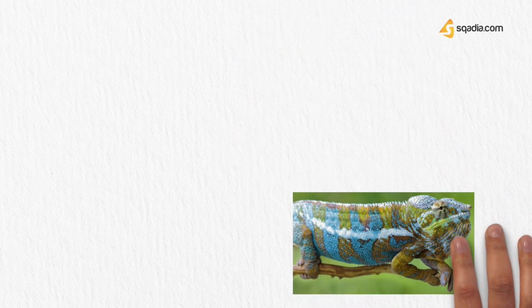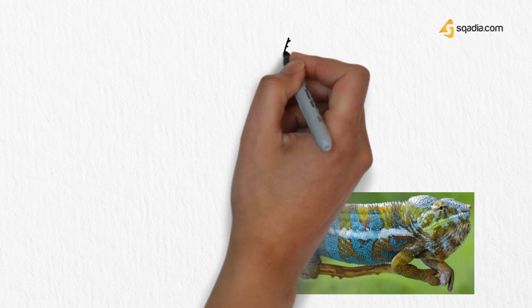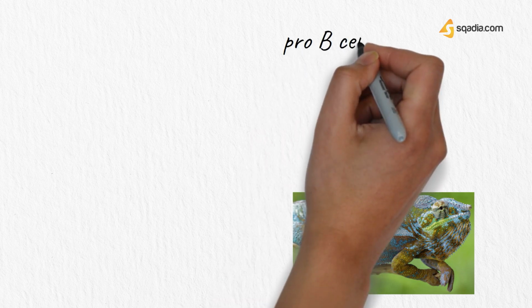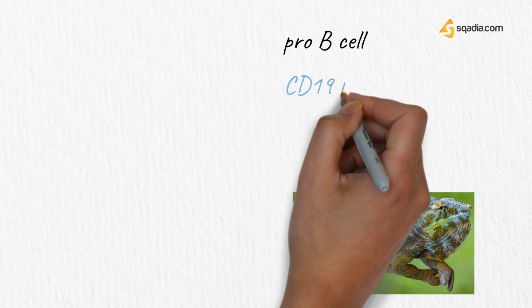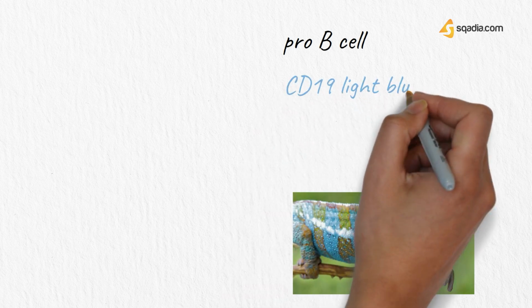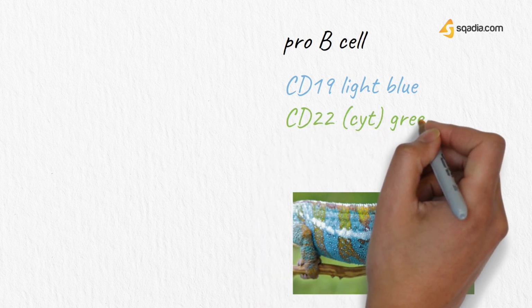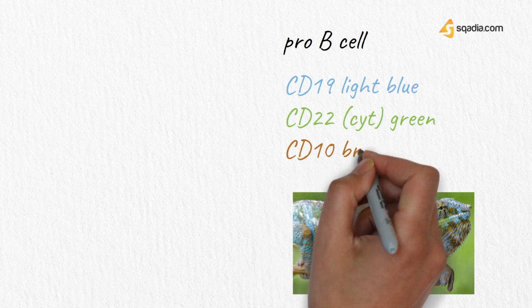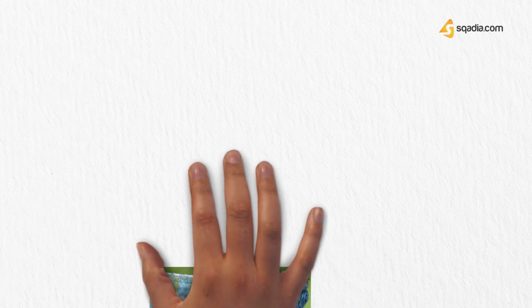Now as the stem cell becomes a lymphoid progenitor, it starts having properties of lymphocytes. This cell is called now a pro-B cell. B cells are characterized by line-specific antigens, CD19, I will color it in light blue, and CD22, the green one. So CD19 and CD22 are B cell markers. Pro-B cells express also CD10, another marker associated with immaturity. It's brown, so the pro-B cell would look like this. Very beautiful.